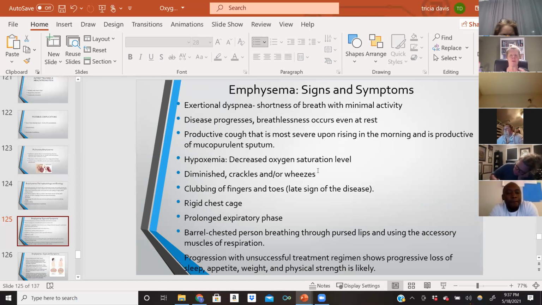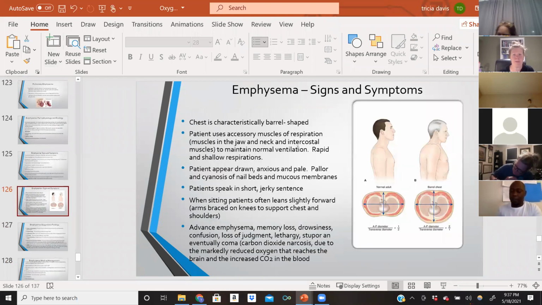So when you see them sitting on the end of the bed, it's going to be very hard for them to talk to you. It's noticeable right away that they have emphysema. Through progression with unsuccessful treatment, they're going to show loss of sleep, appetite, weight loss, and physical strength. This is an important slide. You guys need to know this.